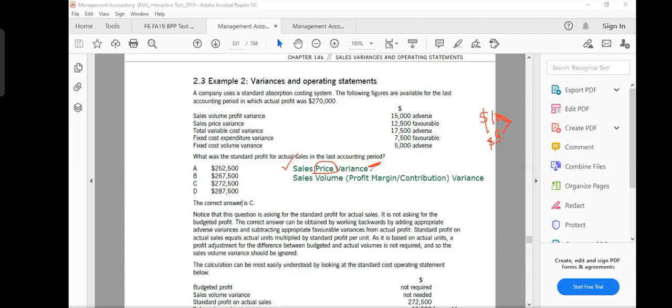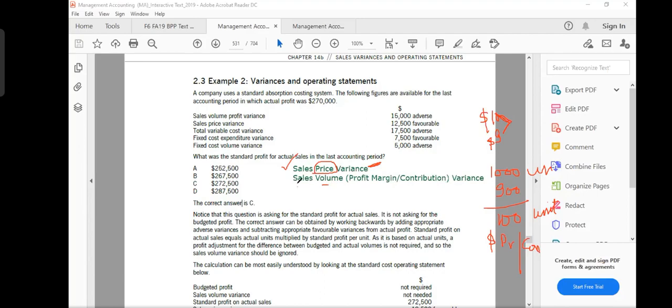And then you have sales volume. So you thought that you would sell 1,000 units, but you sold only 900 units. So you actually sold 100 units less. So you have an adverse variance of 100 units, but this is in units. You must convert it into dollar value. So either you multiply it with the profit figure, or you multiply it with the contribution figure, whichever you need.